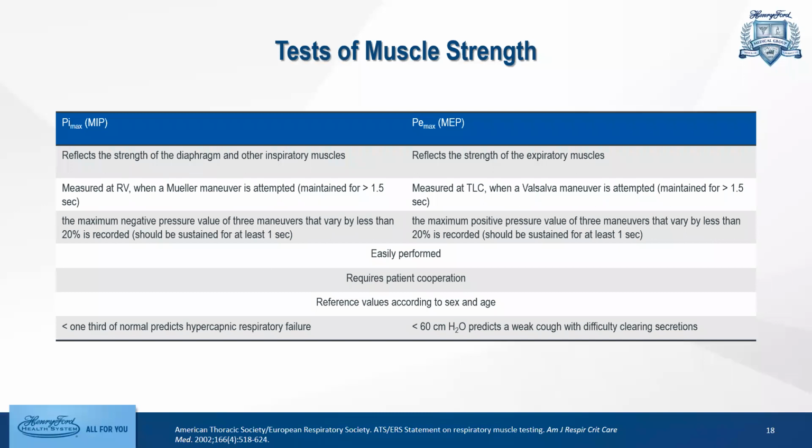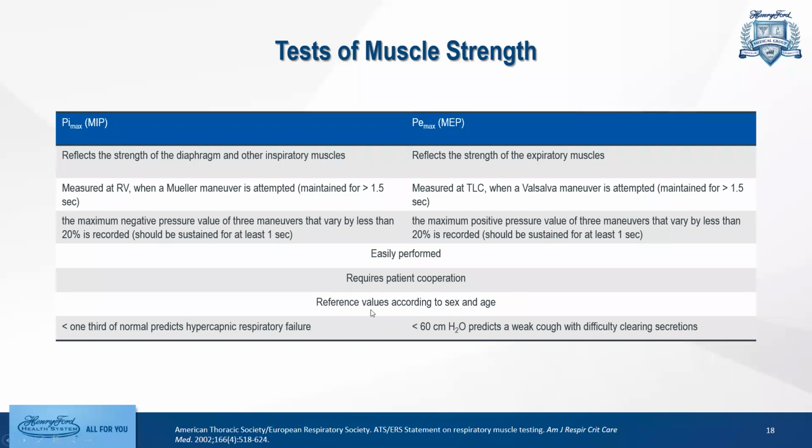In terms of expiratory muscles, it's going to be pretty much the reverse. It reflects the strength of expiratory muscles. You measure at total lung capacity, and then you attempt the Valsalva maneuver, which is like trying to breathe out against a closed glottis, and maintain for 1.5 seconds. Same thing: maximum positive pressure, here, of 3 to 5 maneuvers that vary by less than 20% or 10 millimeters is recorded, and usually you have to sustain that for 1 second. These tests are easily performed. However, they require patient cooperation. You have to coach them through this, and you have to tell them what to do, and you have to demonstrate that to them over and over.